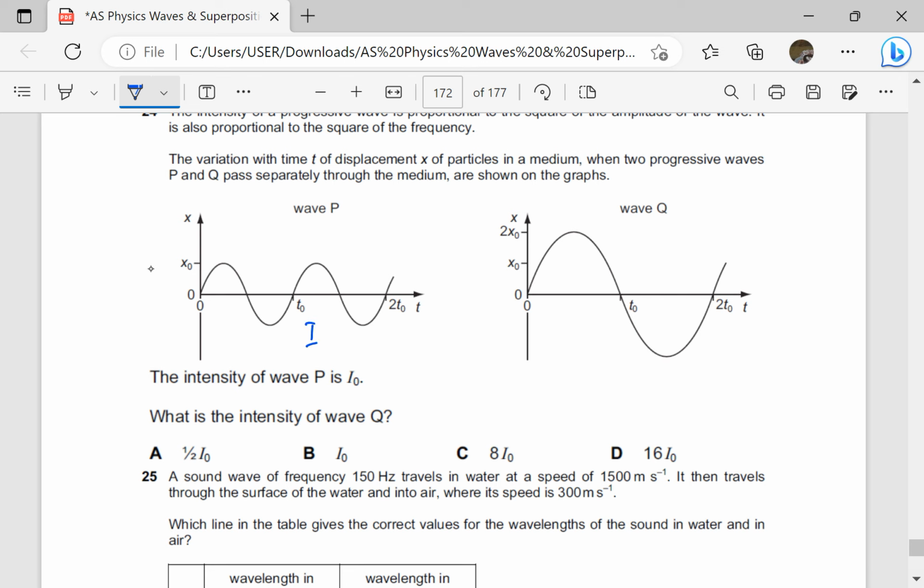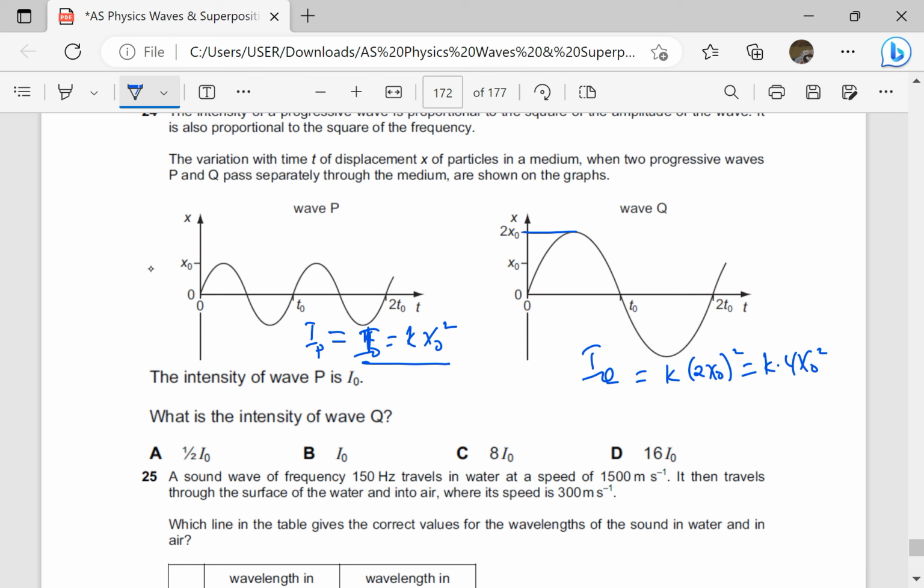So remember, intensity is equal to a constant times amplitude squared. So for P, intensity IP, which they have called I naught, is equal to a constant K times the amplitude, which is X naught, squared. The intensity of Q, we don't know it, but will be equal to a constant K, and the amplitude is twice X naught, but this is squared. So it becomes K times 4X naught squared. So we combine the two equations, I naught is equal to that and IQ is equal to that.